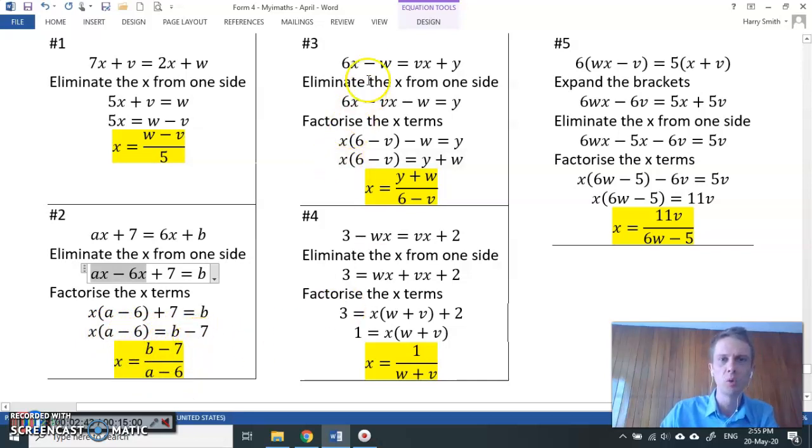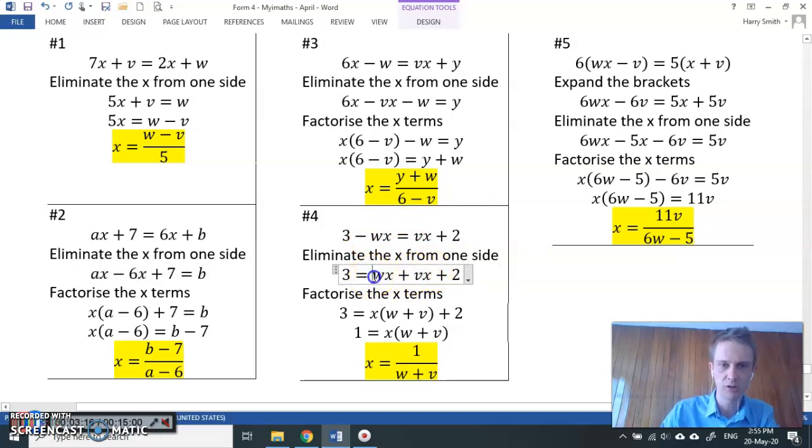Question 3, more or less the same steps. Let's skip question 3. I'm going to go through question 4 instead. Look at this one here. Eliminating x from one side. I'm going to move the minus wx onto this side to get positive wx, just because it's easier to be dealing with positives. I could have moved the x onto this side, but then I'm going to get a negative vx. Okay, so the wx comes onto here.